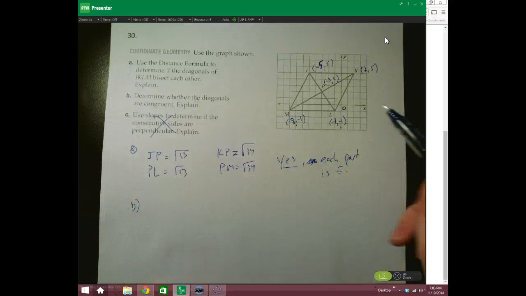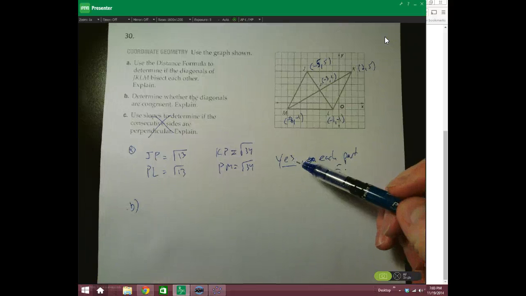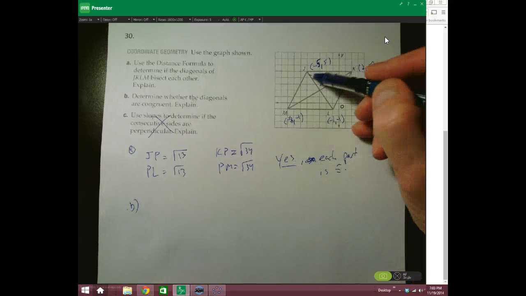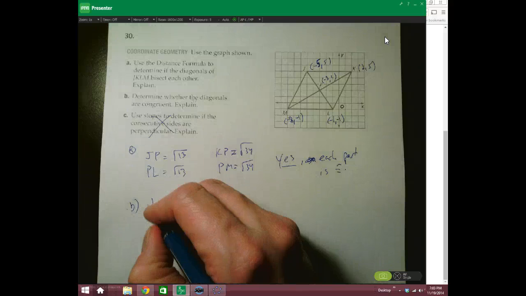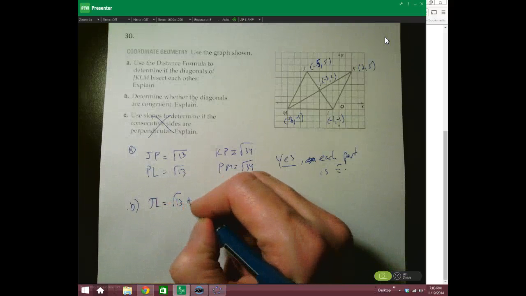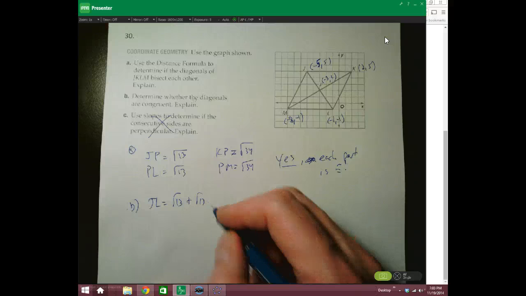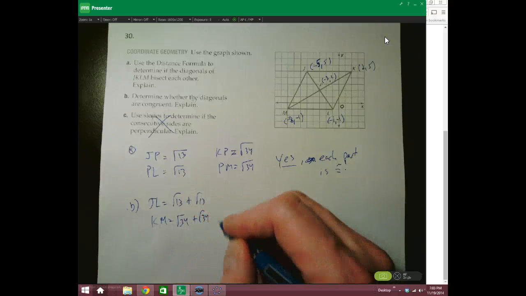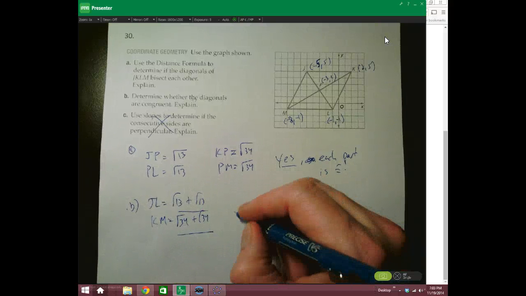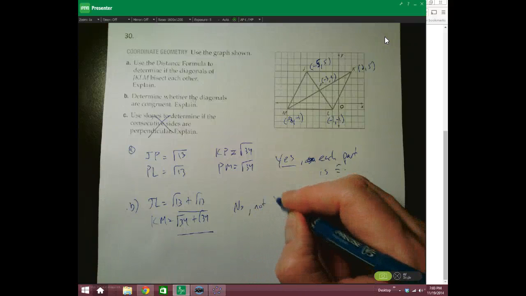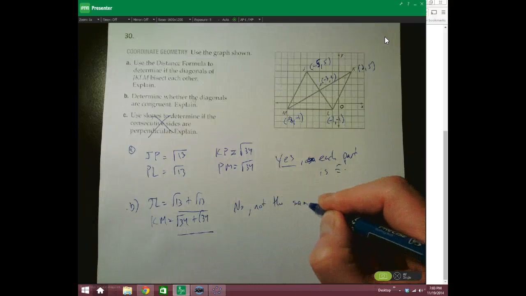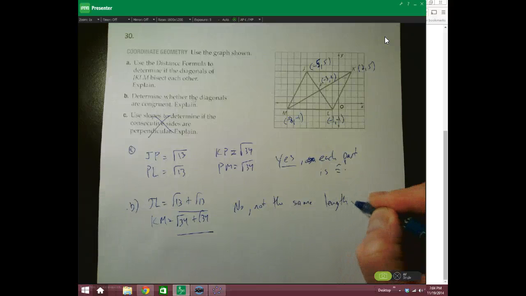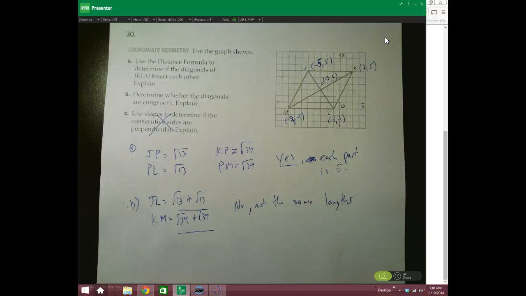Now, part B asks, are the diagonals congruent themselves? And the answer is obviously no. This one is root 13 plus root 13. KM is root 34 plus root 34. That's not the same as this one. So no, not the same lengths. Okay. And so that's a little bit extra work there.